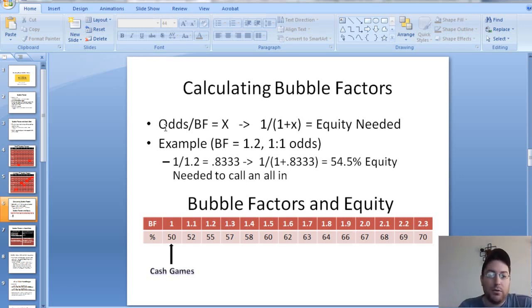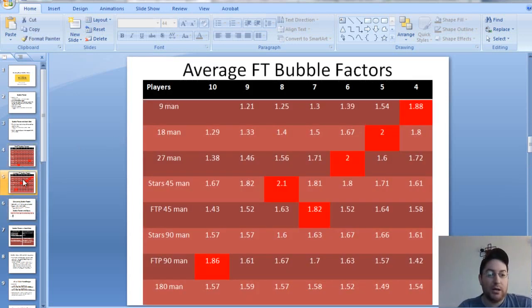And then what you're going to do is 1 divided by 1 plus the number that we got here, and that's going to give you your equity needed. Okay? So let's just jump forward to what that actually means. As an example, let's say it's the first hand of a 9-man game. And if you remember, what did we say about the first hand of a 9-man? The bubble factor is about 1.2. Okay, right here.